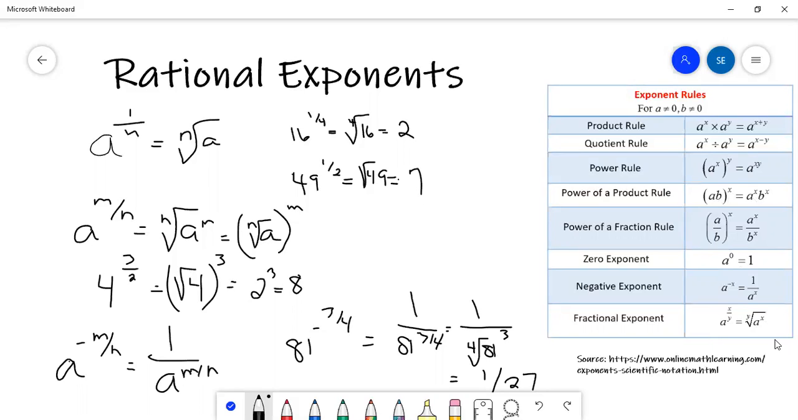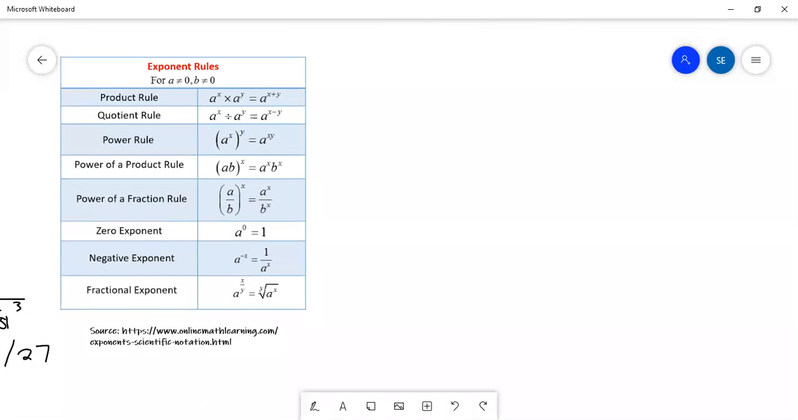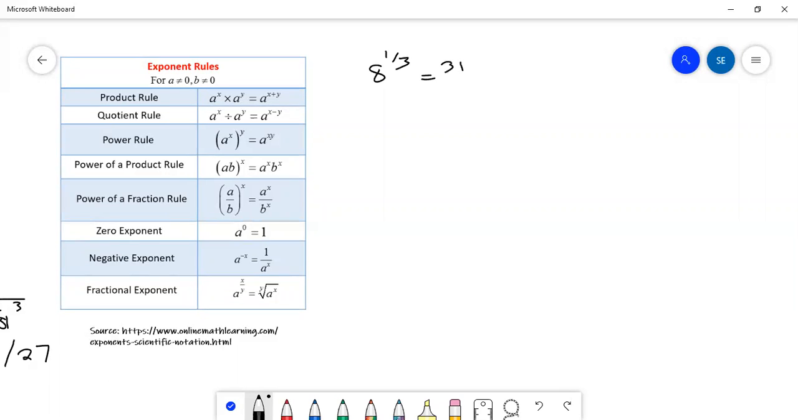I am going to move this over, and I just have a couple of examples, choosing one from each section of the assigned homework. If we want to evaluate 8 to the 1/3, we're going to rewrite this as a radical expression, the cube root of 8, and the cube root of 8 is 2, because 2 times 2 times 2 is equal to 8. If we have x to the 1/5, we can rewrite this as the 5th root of x.